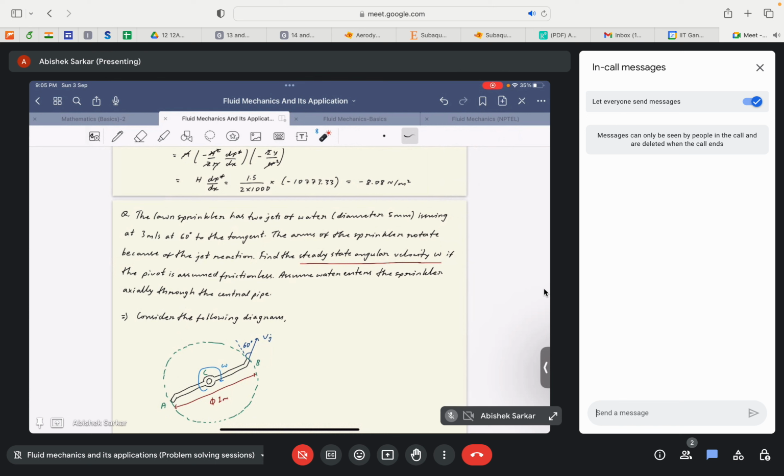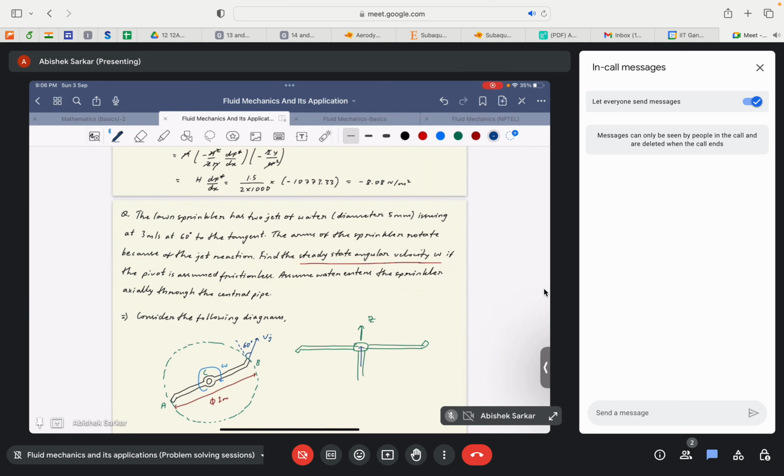So we are asked to find the steady state angular velocity omega if the pivot is assumed to be frictionless. The sprinkler is attached to a pivot, so the friction between the pivot and the rotating part of the sprinkler is considered negligible. Assume that water enters the sprinkler axially through the central pipe. So this is the axis along which our sprinkler lies, the z direction, if I may say. The water enters the sprinkler axially, not in a normal direction.